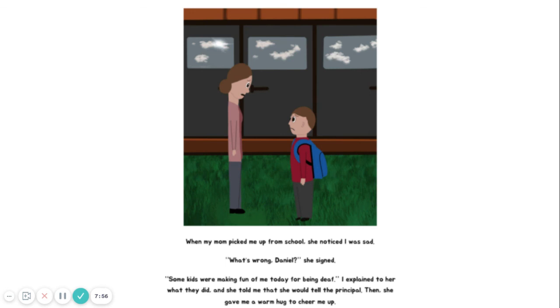When my mom picked me up from school, she noticed I was sad. "What's wrong, Daniel?" she signed. "Some kids were making fun of me today for being deaf." I explained to her what they did, and she told me that she would tell the principal. Then she gave me a warm hug to cheer me up.